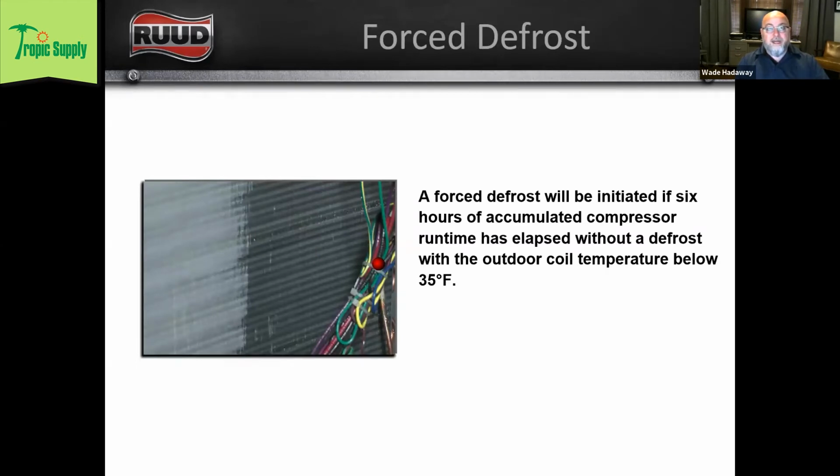If we don't reach either one of those within 6 hours of runtime, we're going to force defrost. So if we've had 6 hours of accumulated runtime at a temperature below 35 degrees, and if we run for 5 hours and then we have a 40-degree day, we're going to start over, right? So we have to have 6 hours of runtime with the outdoor temp below 35 degrees, and then it's going to go into a forced defrost.